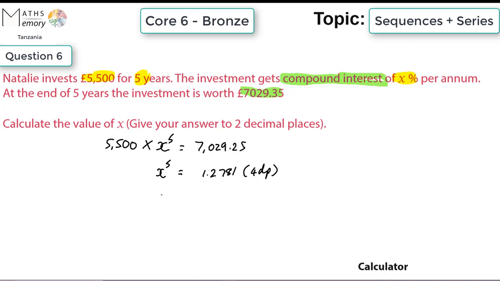How do we reverse x to the power of 5? We'll obviously do the opposite, or the inverse, of this. We will actually root this, okay? So 1.2781 to the power of 1 over 5.